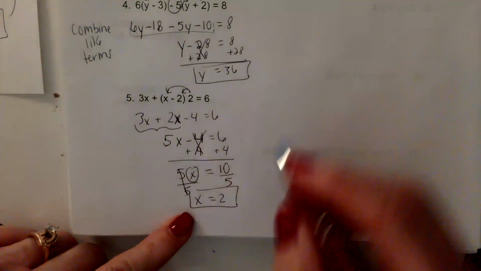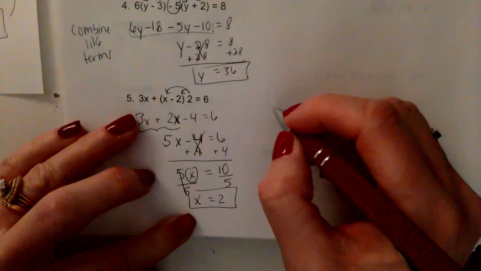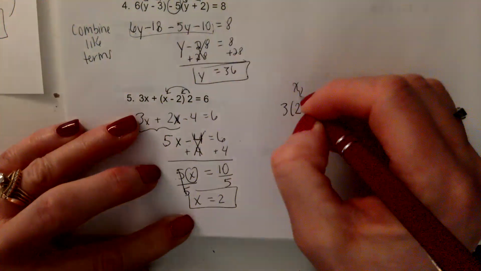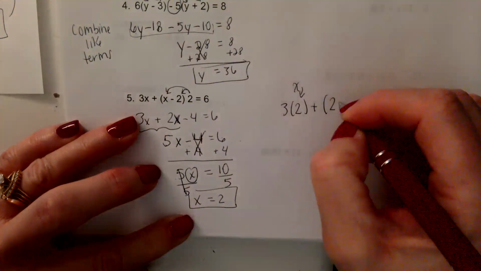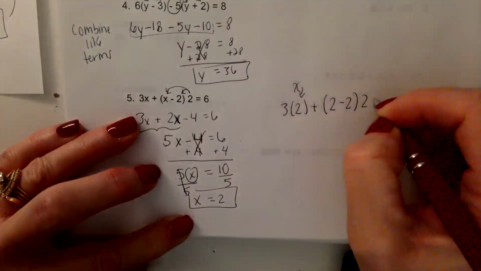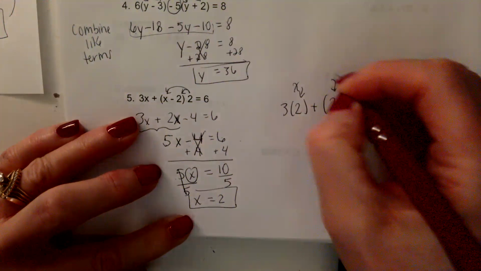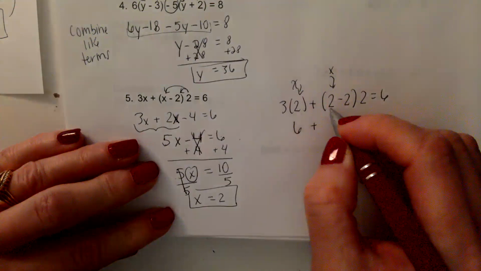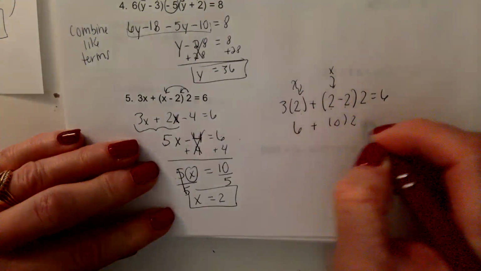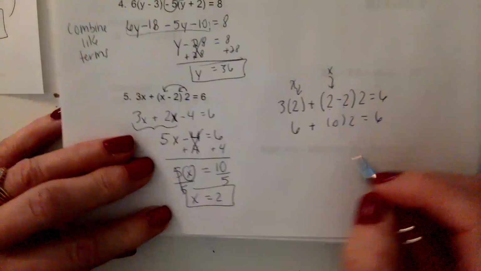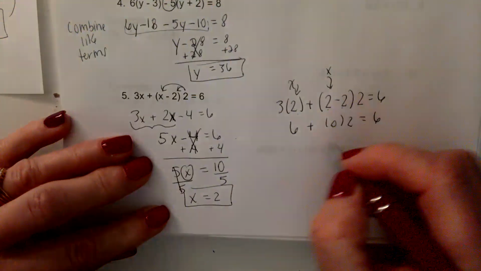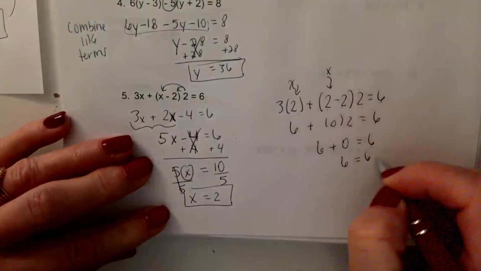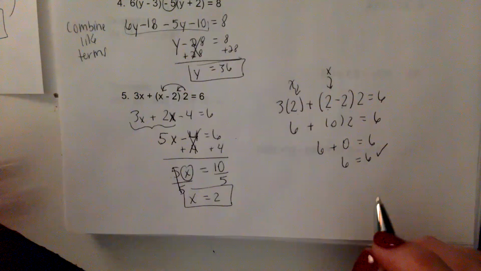X equals 2. So if I were to put 2 back in for x, so 3 times 2, this is my x, plus parentheses 2 minus 2 times 2 equals 6. That was my other x. So 3 times 2 is 6, plus 2 minus 2 is 0 times 2 equals 6. 0 times 2 is 0. So I'll have 6 plus 0 equals 6. So 6 equals 6. And yes, I did that correct.